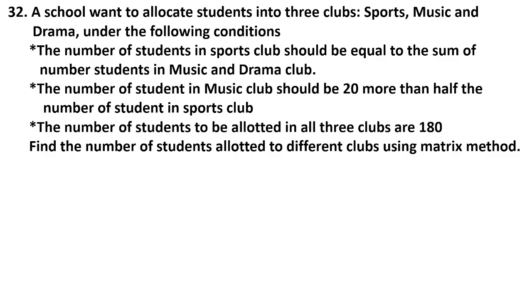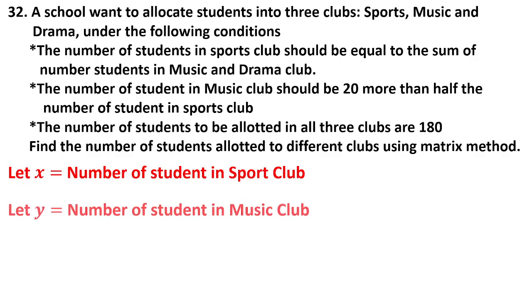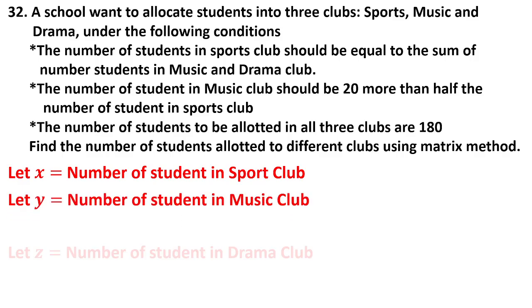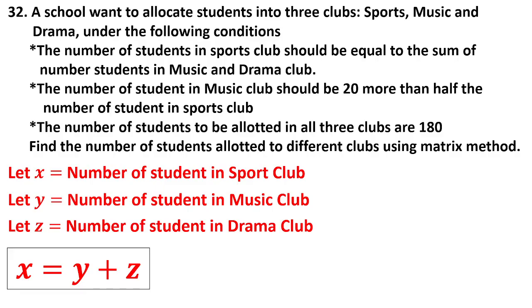Now how many clubs are there? Sports, music, drama. Therefore we have to start with x is equal to number of students in sports, y is equal to number of students in music, z is equal to number of students in drama. Let us go to the first statement. Number of students in sports club, that is x, should be equal to the sum of the number of students in music and drama. Therefore x should be equal to y plus z.